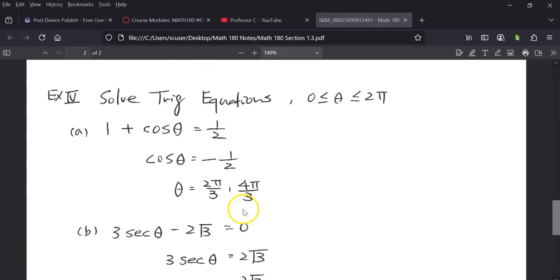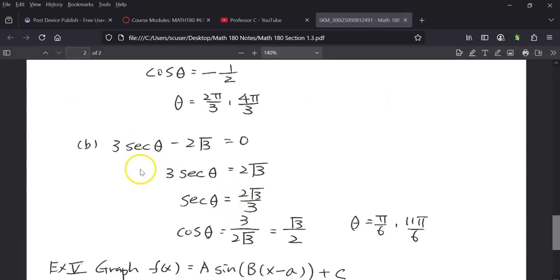And to solve trig equations, it's just like your everyday algebra. You just need to know your unit circle values for your trig functions. So for this particular question, if you want to solve for theta, then we minus 1 on both sides. So cosine theta equals negative 1/2. Then you think about your unit circle. Between 0 and 2 pi in one rotation, where is cosine theta equal to negative 1/2? That happens in two places, at 2/3 pi and 4/3 pi.